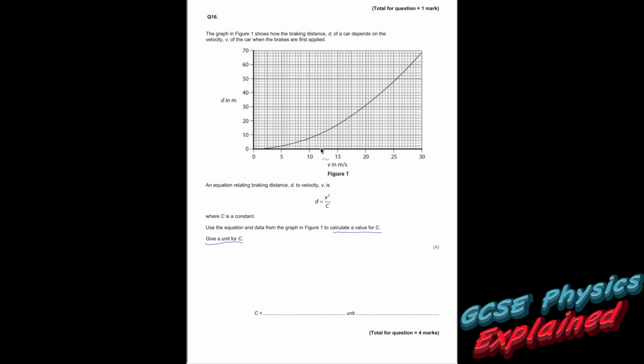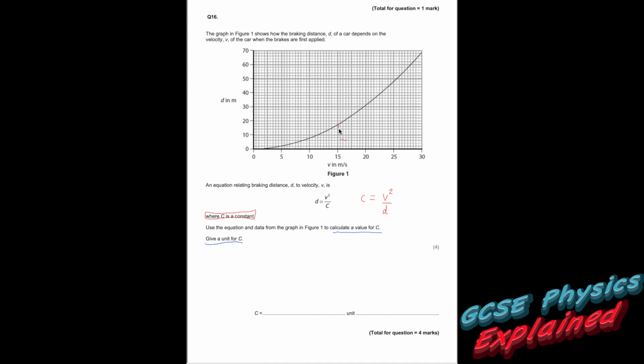Right, the best thing to do in this kind of situation is we need to rearrange the equation to get c. Right, so c is v squared over d. Now they're saying that c is a constant. So no matter what value of v we take from the graph, if we square that v and divide it by the corresponding value of d, it should always come out as a particular number, i.e. a constant. Right, let's do that a few times then.